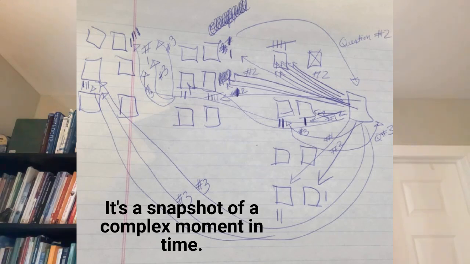Here's what they told me when I asked them about why they were stuck. These are cause and effect relationships. I was confirming that that feedback did, in fact, advance learning. This is what the map makes possible. It's a snapshot of a complex moment in time.